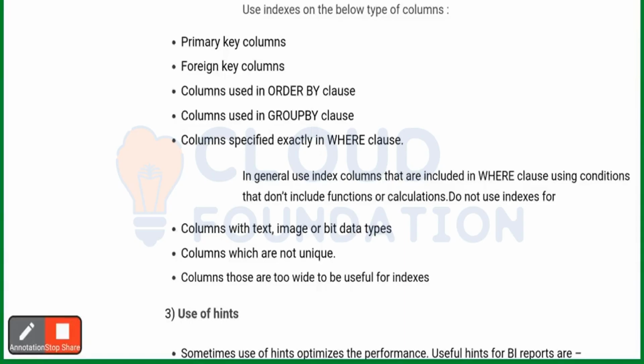We have to use indexes on primary key columns, foreign key columns, and columns used in the order by clause. If you are ordering by some object, like order by date, we can put an index on that date.